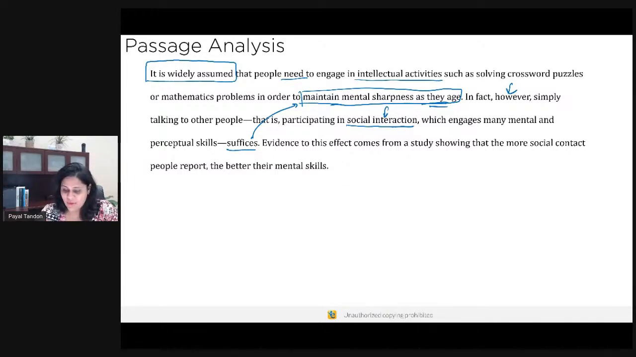Evidence to this effect. Now, evidence to what effect? Evidence to the fact that social interaction is sufficient comes from a study showing. Now what does the study show? The study shows that the more the social contact people report, the better their mental skills. So now what the author is doing is proving his conclusion that social interaction is sufficient. He's proving that conclusion by utilizing this study in which the more the social contact people report, the better their mental skills.